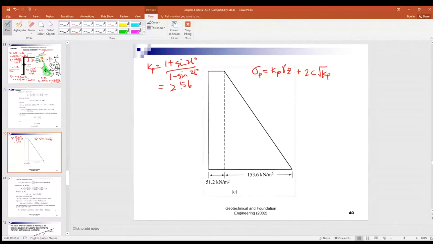So here at the top and also at the bottom, at the top, what? Is that equal to 0 plus 2C? C is equal to 8, right? And then square root 2.56, right? And what about the bottom?